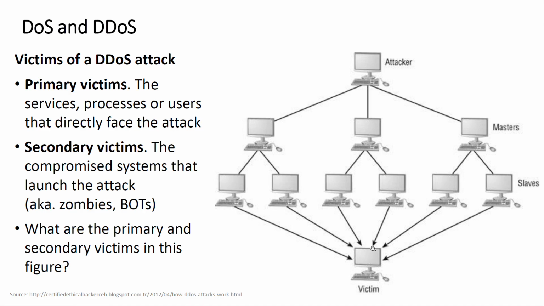But today probably most of you know that generally the attack doesn't come from the attacker directly, but instead the attacker has some masters. Then these masters infected some computers, which are called slaves, and sometimes they are called zombies. And these devices don't know that their systems are infected. So these bots or zombies actually perform the attack on the victim. So they are in this case the secondary victims.